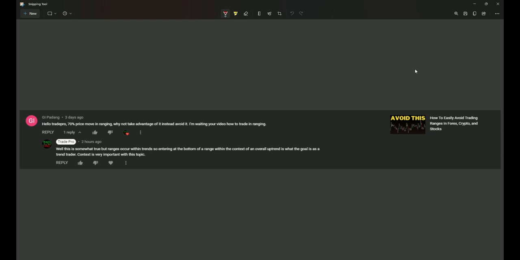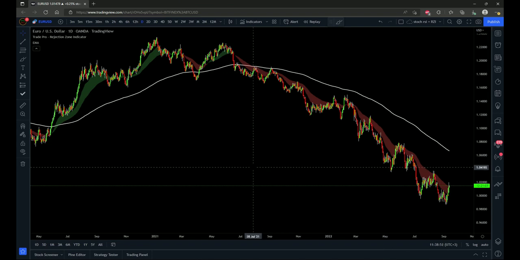Normally, you need to know the context of what that range is doing and where it is in the current market environment. So what is the overall trend direction? That is a very important thing to ask yourself when we're talking about a range. So sure, ranges occur within trends. So entering at the bottom of a range within the context of an overall uptrend is what the goal is as a trend trader. So context here is very important with this topic. Let's go to the charts and talk about this a little bit more.